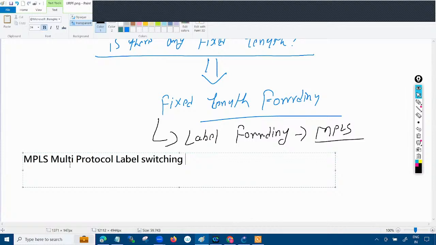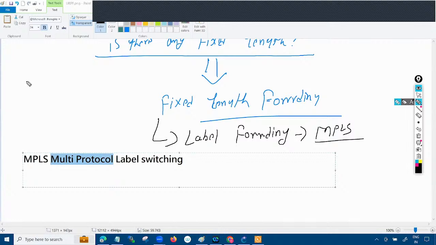Is this a protocol or a label switching mechanism? It is a label switching mechanism. It's not a protocol. Don't say that it's a protocol. Never say it's a protocol. People are used to saying that it's a protocol because the word is saying protocol.